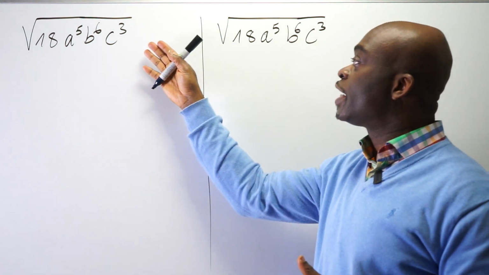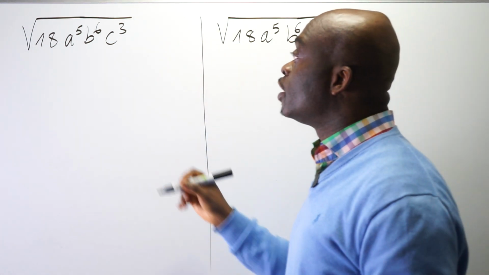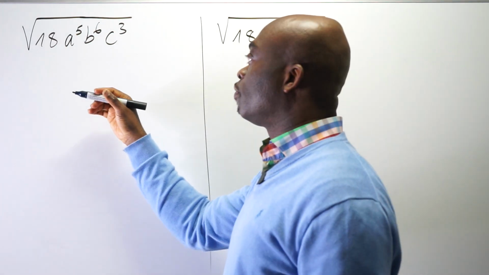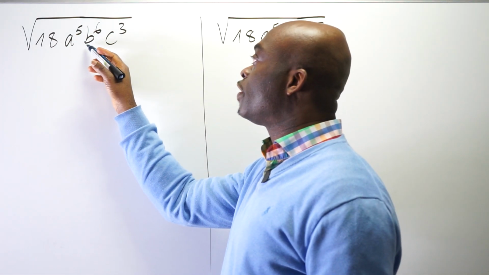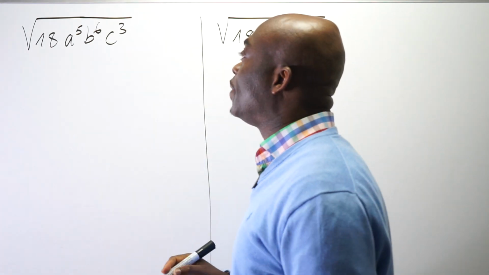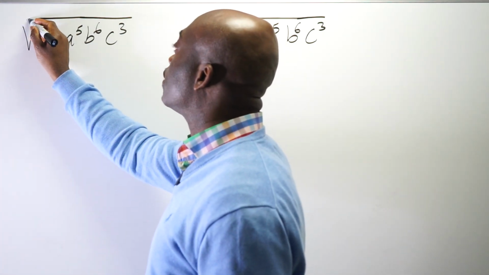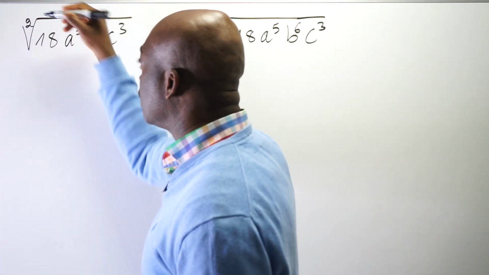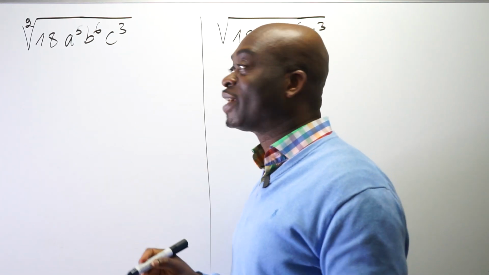Let's simplify the same radical expression here with two different methods, right? So here we go with the first method. Square root of 18 times a to the fifth power times b to the sixth power times c to the third power. So what's really happening here? Because that's a square root, we can put 2 here because that's the index. So the index is 2. It's actually invisible, but we put it in this case.